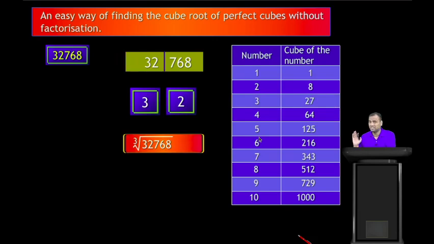Isn't it too easy to find the cube root? Because previously we were using the prime factorization method, which was too lengthy. Now from this method we can find any cube root very easily and quickly.